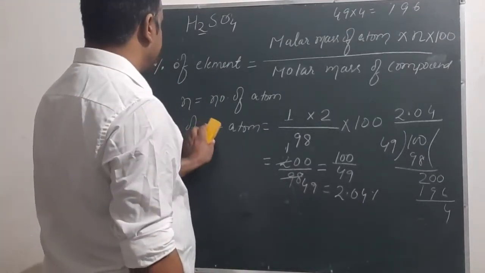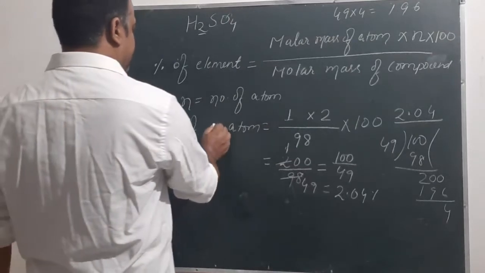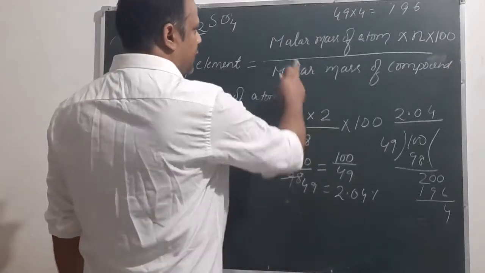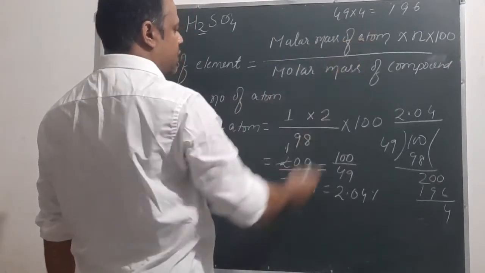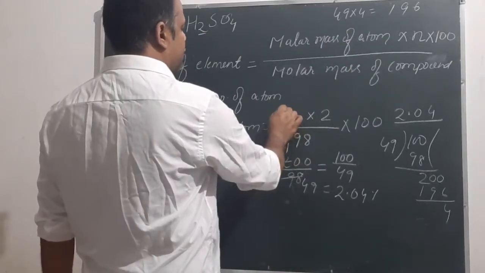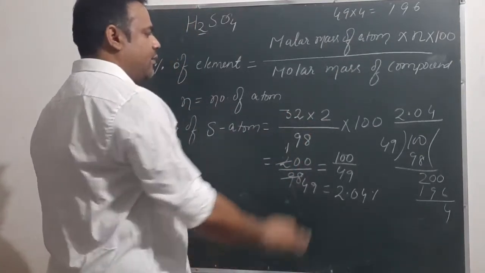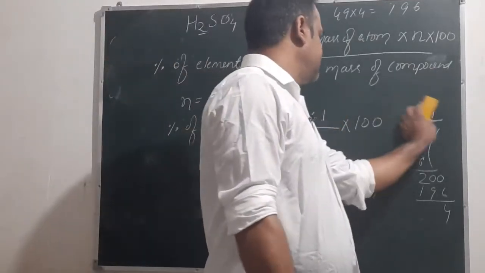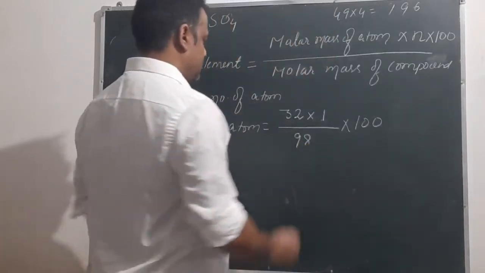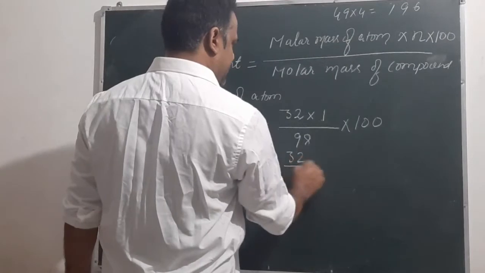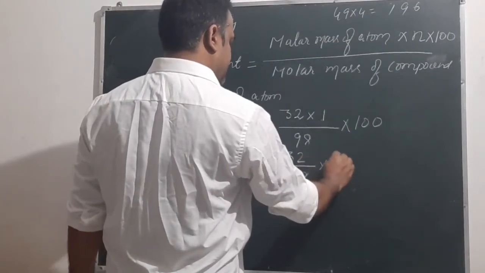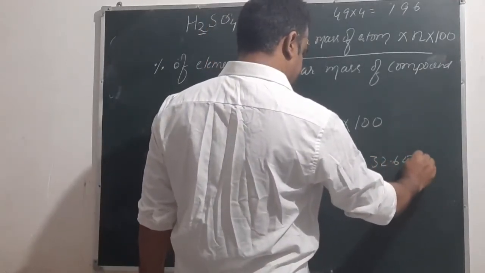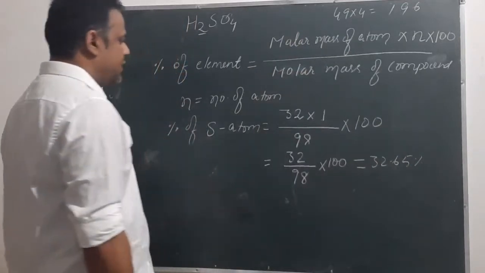We will write here the percentage of sulfur atom. Again we'll apply the same formula: molar mass of atom into N into 100. So what is the molar mass of sulfur atom? 32 gram per mole, and the number of sulfur atoms is 1. So this whole value will become 32 by 98 into 100, equal to 32.65%. This was the percentage of sulfur atom.